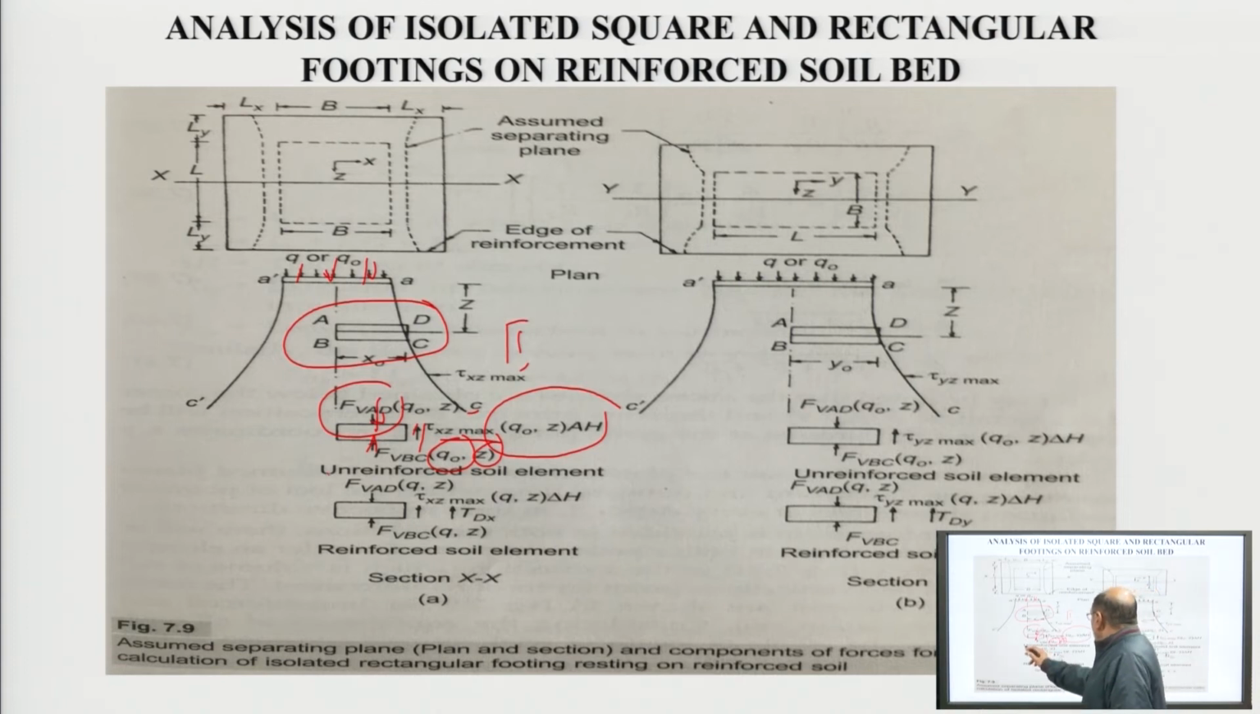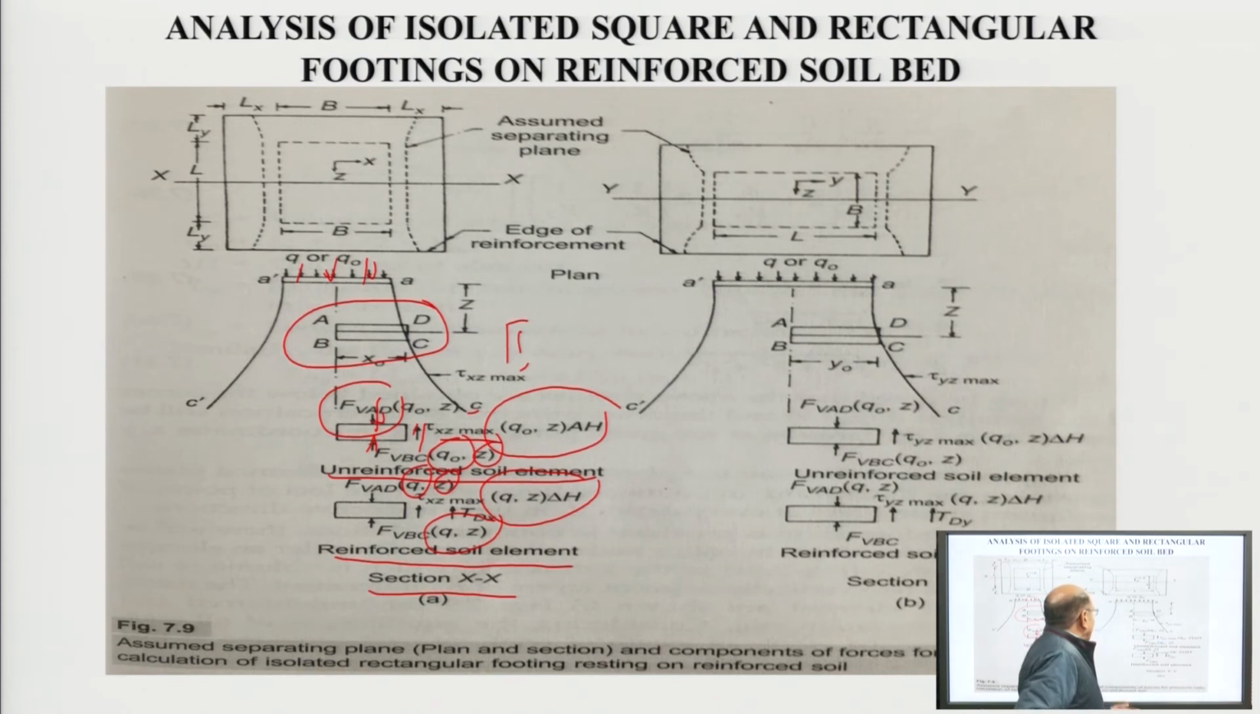Now, this is for the unreinforced element. Now, come to the reinforced element. The same way the VAD, where it is the function of Q and Z, for the reinforcing, and for the upward direction force, that is FVBC, that depends upon QZ, and shear force will also act from the side, that will depend upon the QZ and delta H. So, this is the reinforced soil element for the section XX.